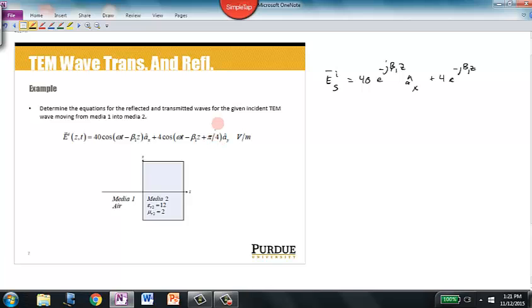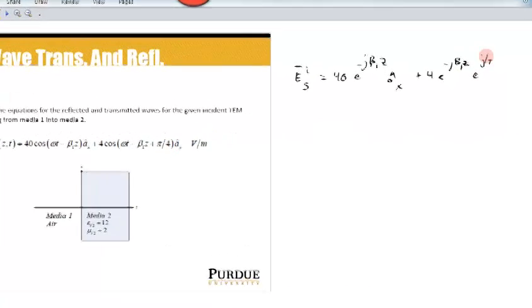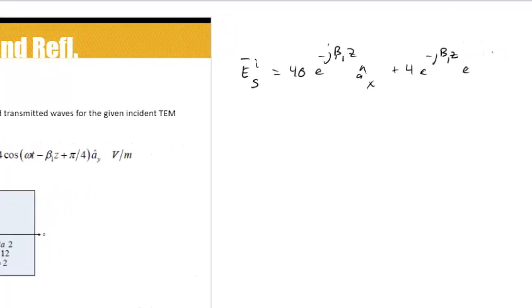How do we handle this phase shift? It's e to the j pi over 4. And that was pointing in the a hat y direction. So now we've converted this over into the phasor form. The first media was air, so eta 1 equals eta air, which is just for a vacuum, 120 pi ohms.